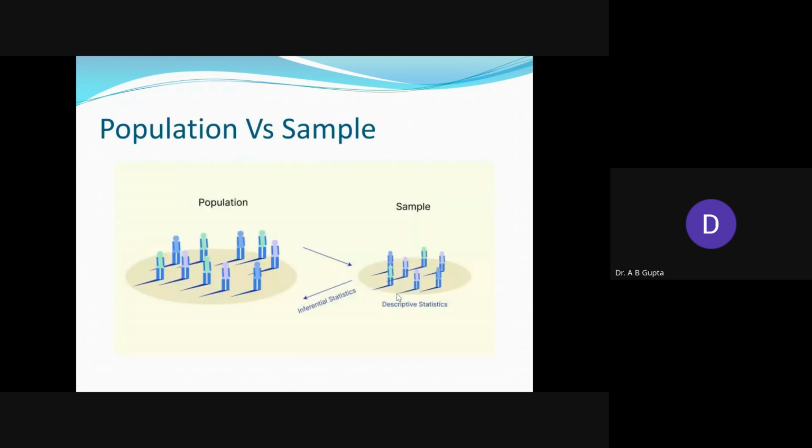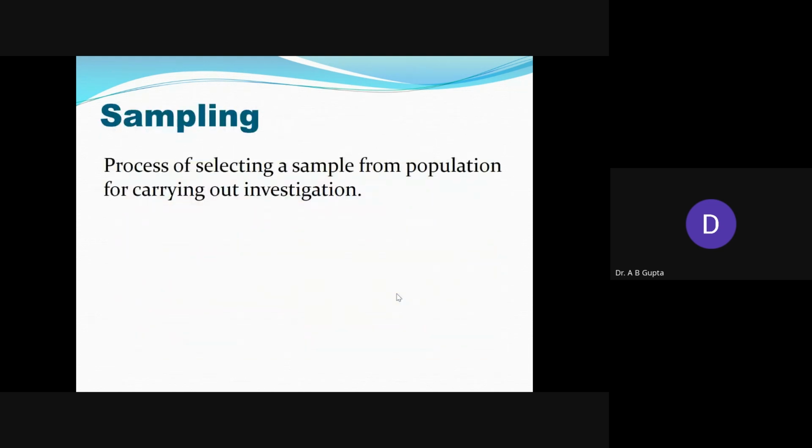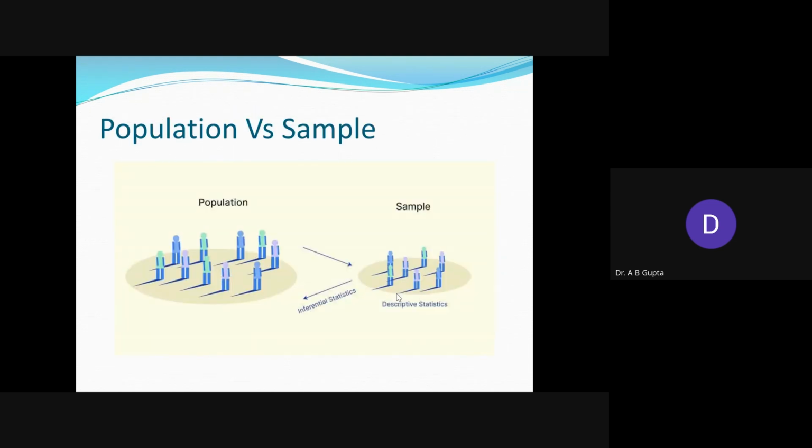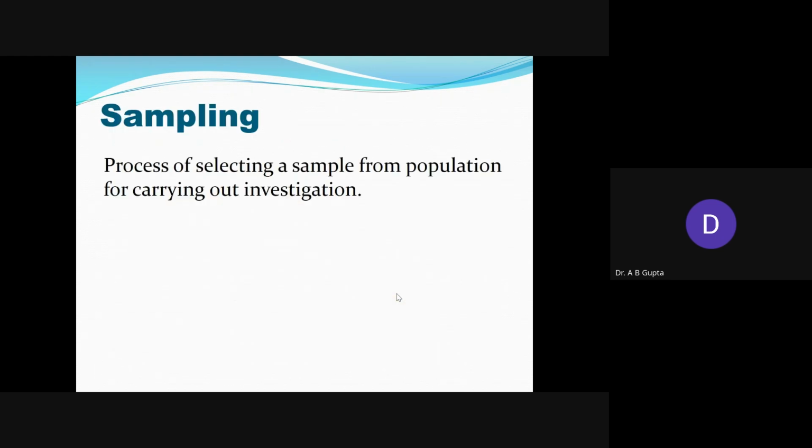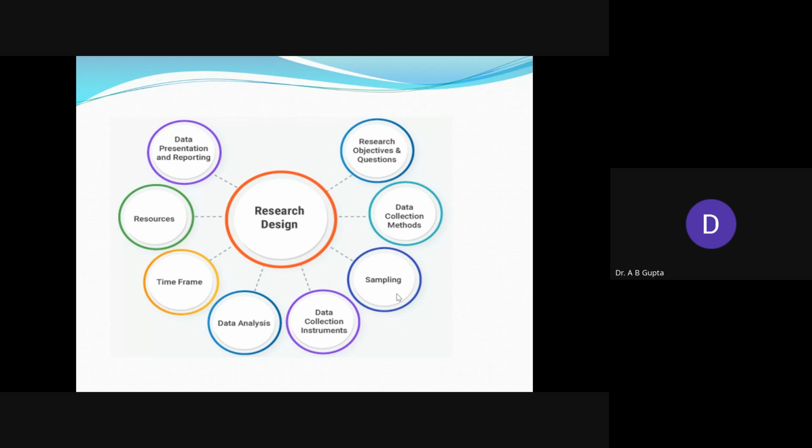So here I am telling about the concept of population and sample. Population is the bigger group, and out of that you have a smaller group. So that is your sample. So how you will select the sample? That process of selecting the sample is called sampling. As I told you, sampling is how to select the sample or how to go about sampling. That is part of research design.